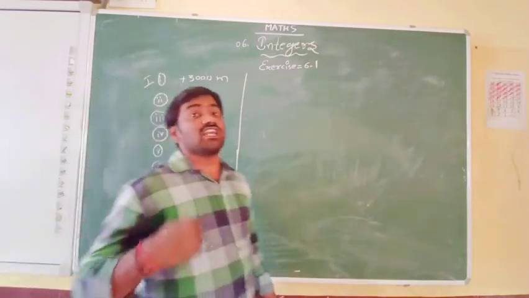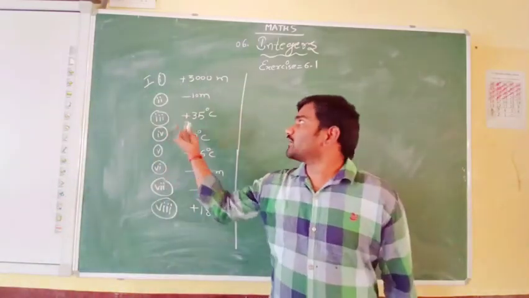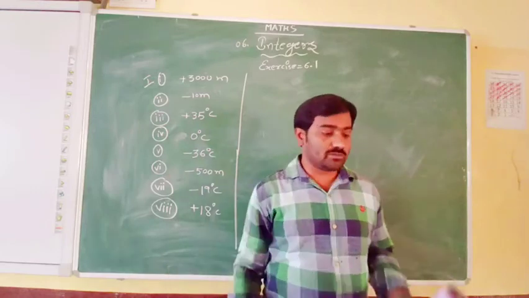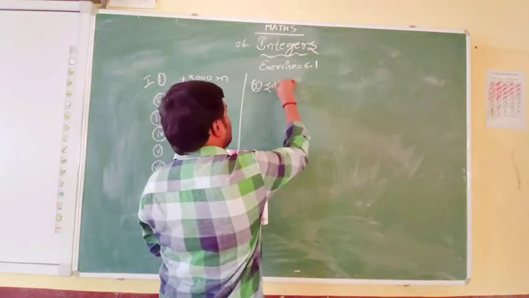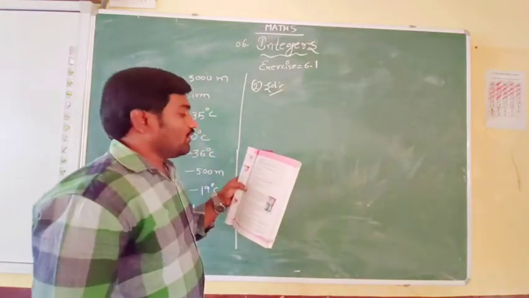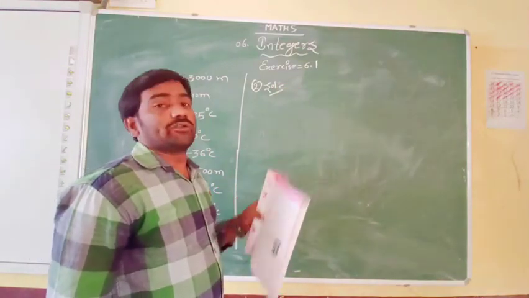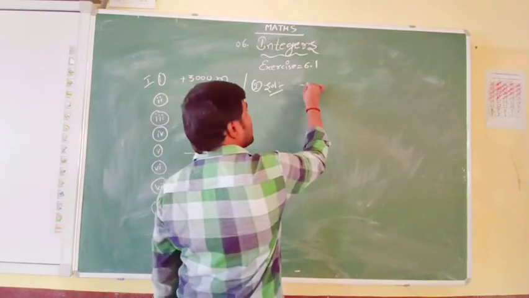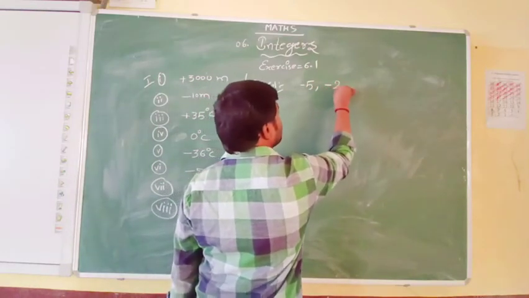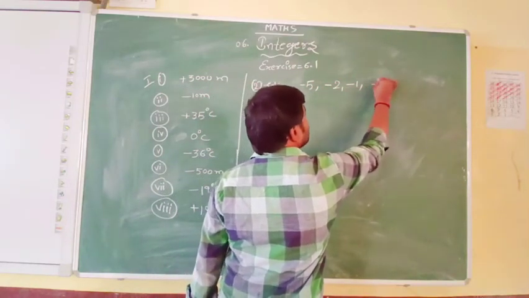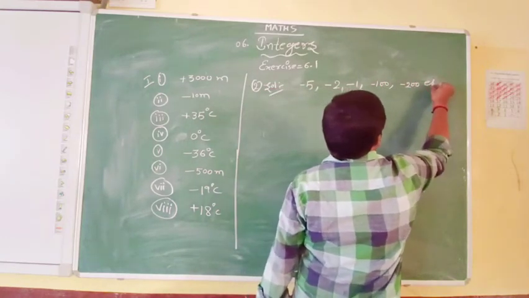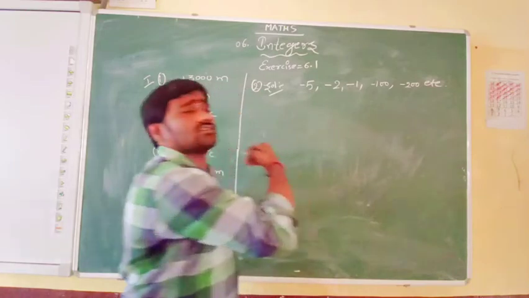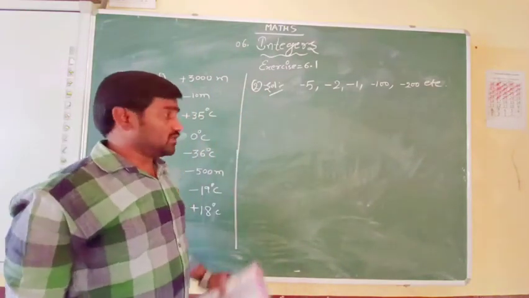So this exercise tells us about positive numbers and negative numbers. To understand the concept, they gave this exercise. The second question is to write any 5 negative integers. I will write minus 5, minus 2, minus 1, minus 100, minus 200, etcetera. Any 5 is fine. You can write infinite negative numbers.